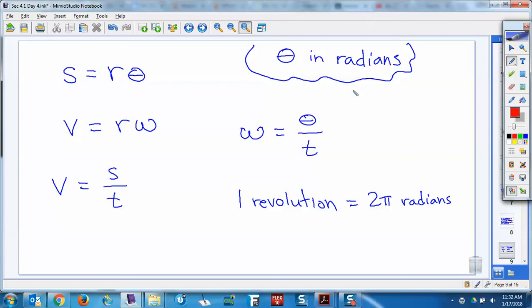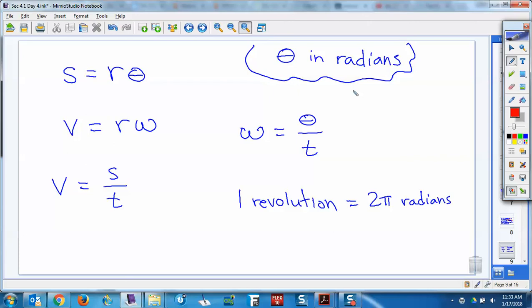So S equals R theta. That just comes from our definition of a radian. Theta is S divided by R, so S is equal to R theta. That's your arc length. So in your linear velocity formula, S divided by T, it might be helpful to think of S as R theta, so we can substitute R theta here. Now remember, in these formulas, theta has to be in radians. The only one it might not be would be the omega one, where you could have degrees per second, but it's got to be in radians in this one.